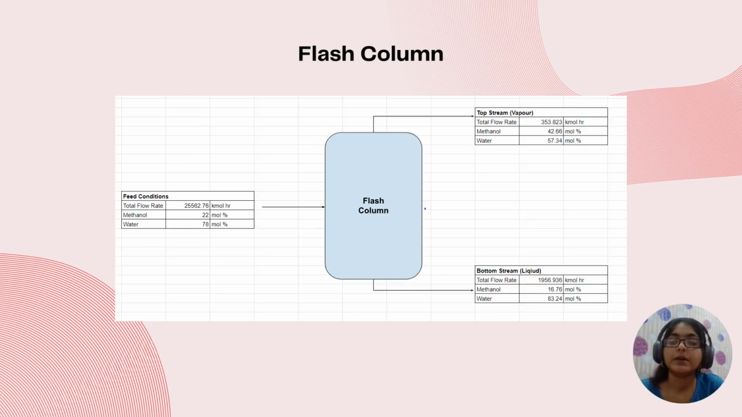This is our flash column. We have a 25,562.76 kilomole per hour mixture consisting of 22 mole percent methanol and 78 mole percent water entering the flash column. For the product, we obtain 353.823 kilomole per hour of vapor consisting of 42.66 mole percent methanol and 57.34 mole percent water in the top stream, while 1956.936 kilomole per hour of liquid consisting of 16.76 mole percent methanol and 83.24 mole percent water is in the bottom stream.